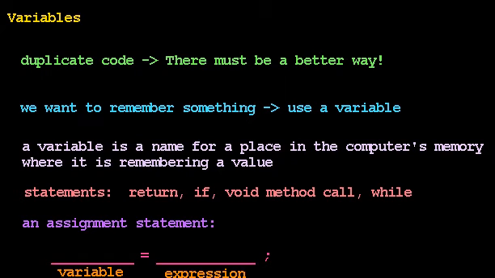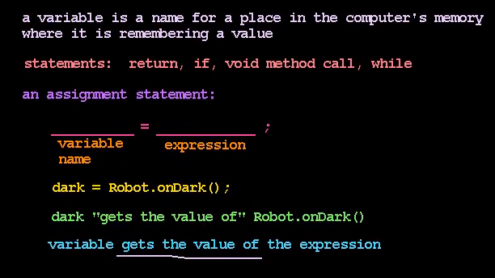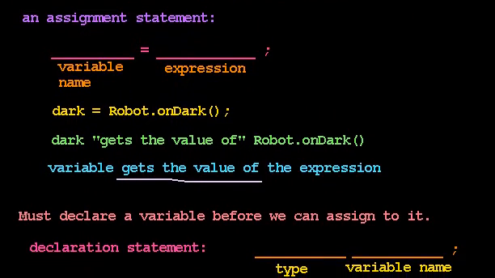Hello, continuing with variables. In the last couple videos we learned that we use a variable whenever we want to remember something, that a variable is a name for a place in memory where we could store a value. We store a value by using one of these assignment statements, such as dark gets the value of the robot on dark expression. We learned that meant that Java will evaluate the expression on the right-hand side first, and then assign that value to the name on the left-hand side.